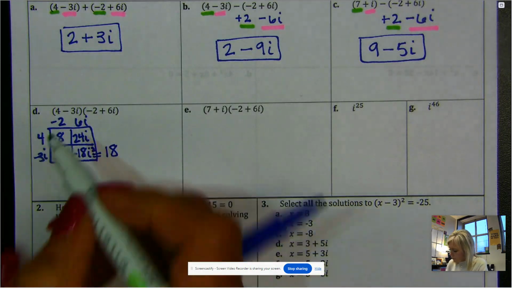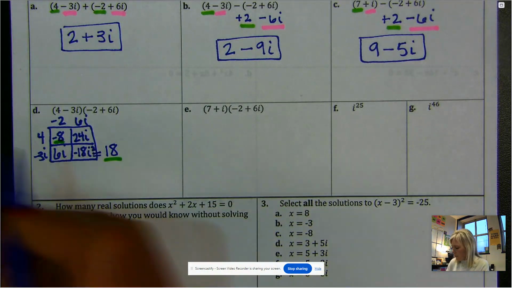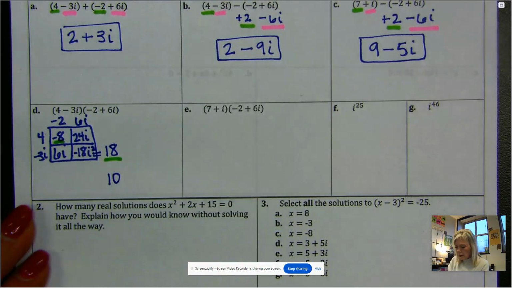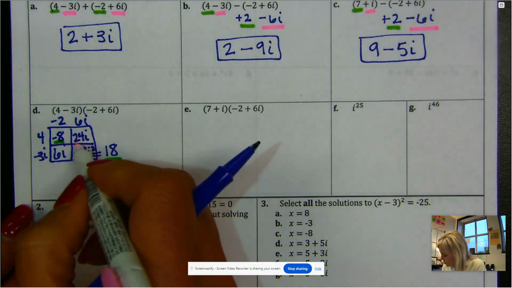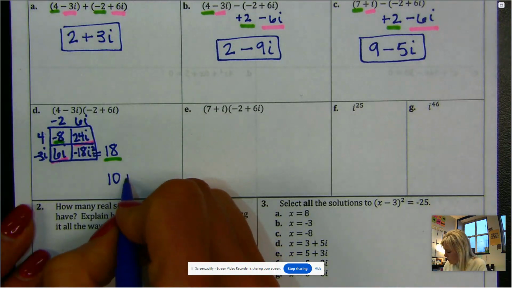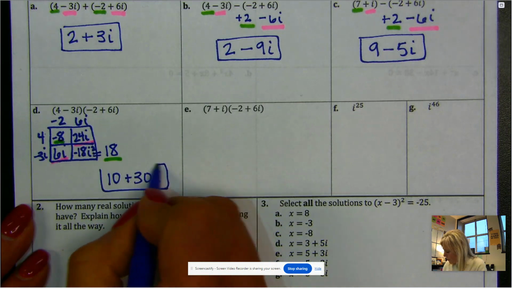So now the real numbers I add together are negative 8 and 18. They add up to 10. And then the imaginary numbers, 24i and 6i, they add up to 30i. And that's the answer.